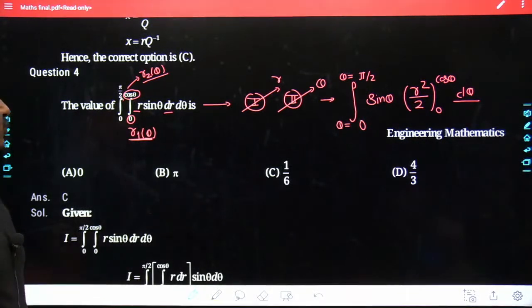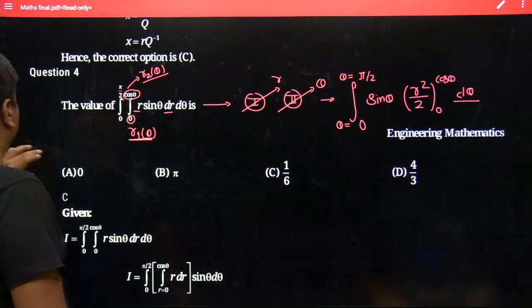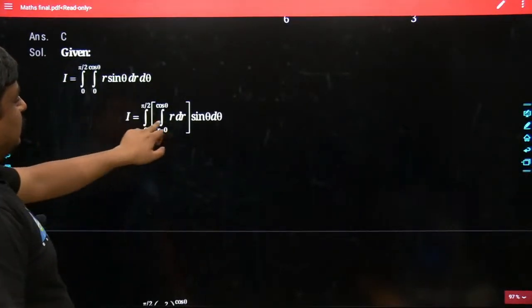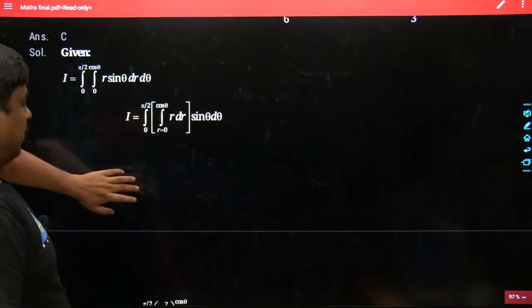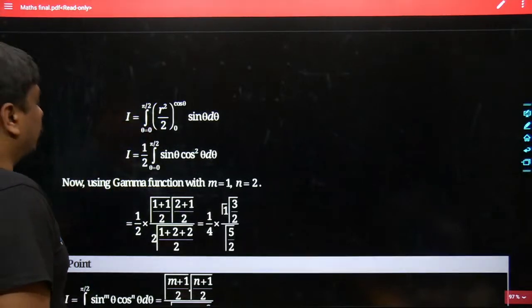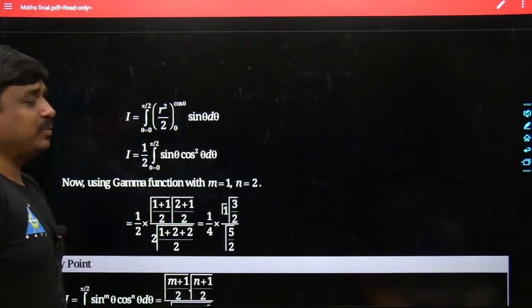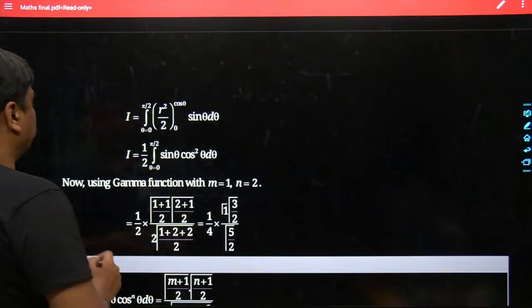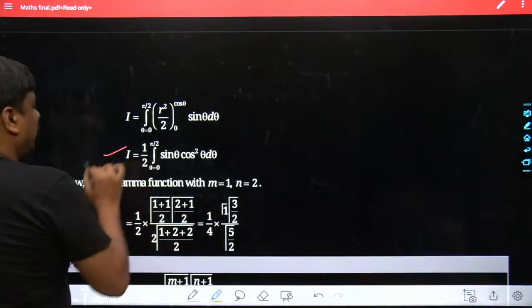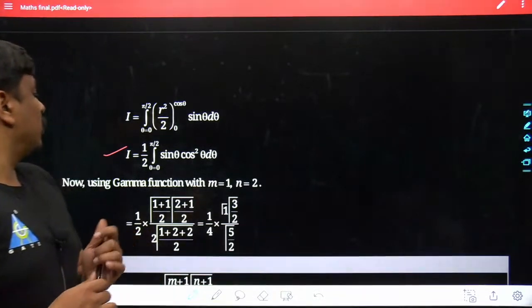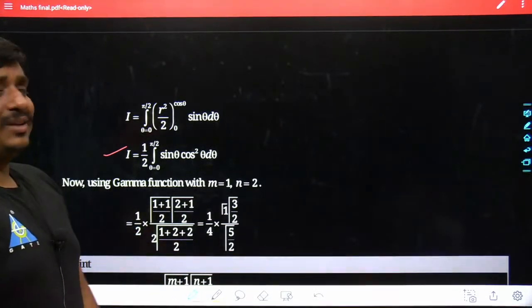Yes, the sequence makes a lot of sense. The complete solution is already brought to you. That is why the integration was initiated with r. Once the integration is made, the factor for the integration of r is r square divided by 2. You take its lower and upper limits, where the lower limit was 0 and the upper limit was cos of theta. Once you feed these in, the result is I equals half times the integration from 0 to pi by 2 of sine theta cos square theta d theta.